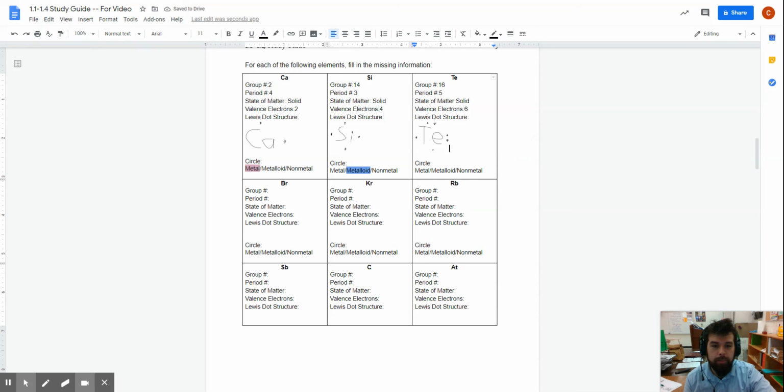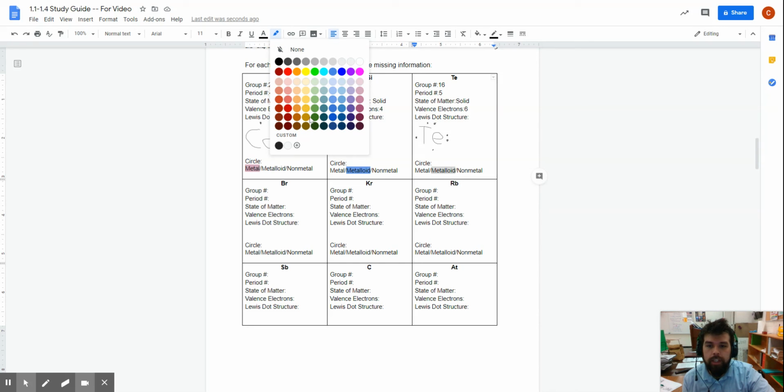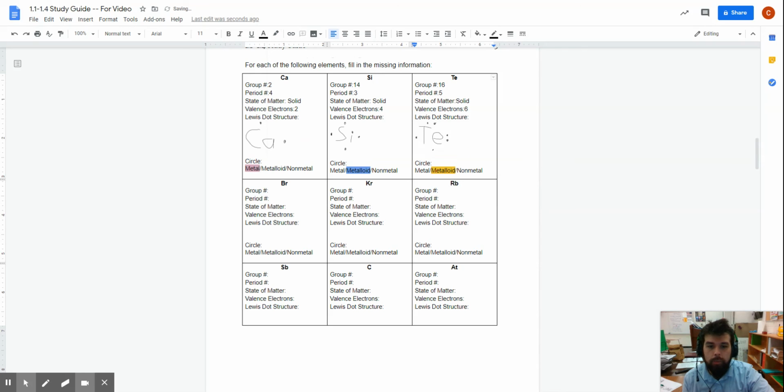And then this happens to be a metalloid. I know that because it's on the zigzag. And then I'll highlight this one. Let's do yellow. Do it like that. There we go. Okay, so that's the first 3 of them.